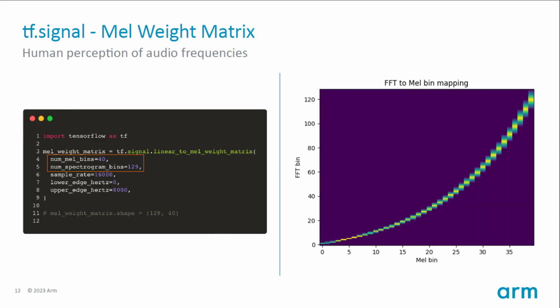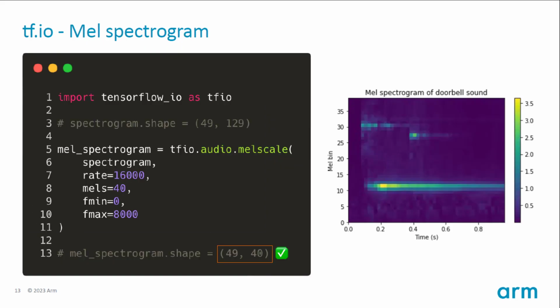So to get down that 129 to 40, there's something called a Mel Weight Matrix, which maps how humans perceive audio signals to regular frequencies. On the graph there, you can see in lower Mel bins, there's a one-to-one mapping between the FFT bin and the Mel bin. And then higher frequencies, or higher Mel bins, it covers a broader range of audio frequencies. So if you use that matrix, we can convert our spectrogram to the correct dimensions that the model expects.